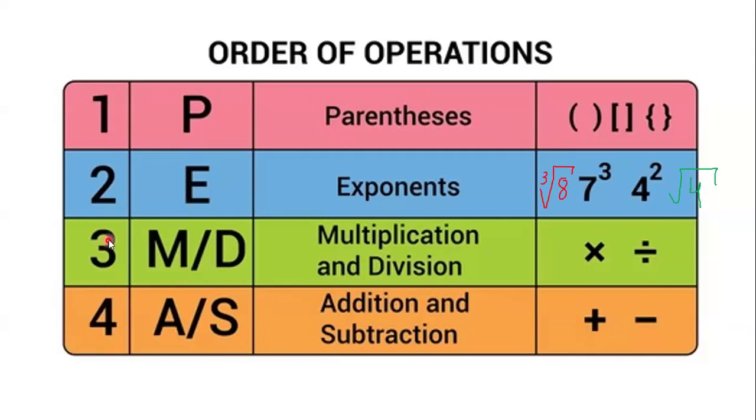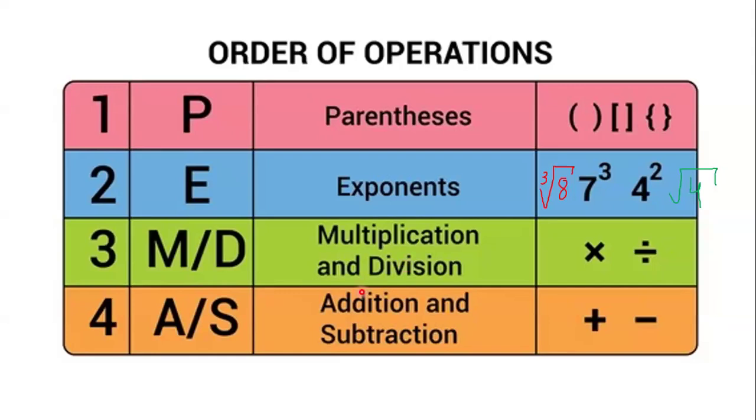And then we have M. What does M stand for? Multiplication. And then what does D stand for? Division. Very good. Now, when we're looking at multiplication and division, which one do we do first? Whichever one comes first. They're the same. Very good. Whatever comes first from left to right, that's what we do.